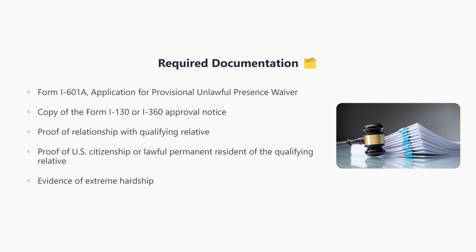For a complete 601a Waiver application, several documents are necessary. You will need to prepare Form I-601a, along with a copy of the Form I-130 or I-360 approval notice. Proof of your relationship with the qualifying relative, as well as proof of their U.S. citizenship or lawful permanent resident status, will be required. Additionally, you must provide evidence of the extreme hardship the qualifying relative would experience if your waiver is not approved.